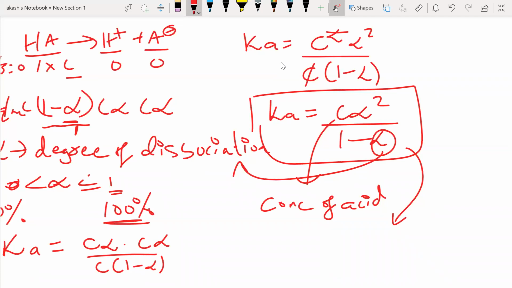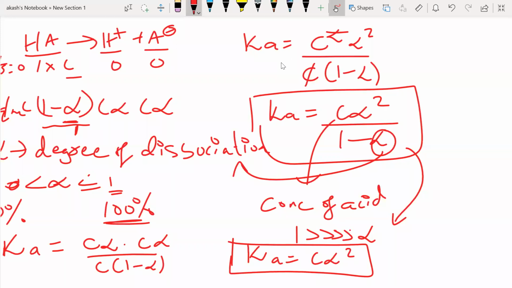I can modify this equation if the alpha value is very much less than 1. That means the alpha value is like 0.003 or something like that. Now I can rewrite this equation in a simpler form. Ka is just equal to C alpha squared. Why? Because if the alpha value is almost 0, 1 minus alpha becomes 1, so what will remain is C alpha squared.